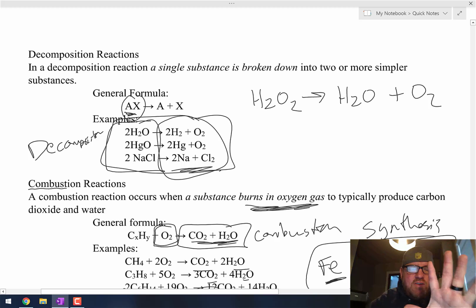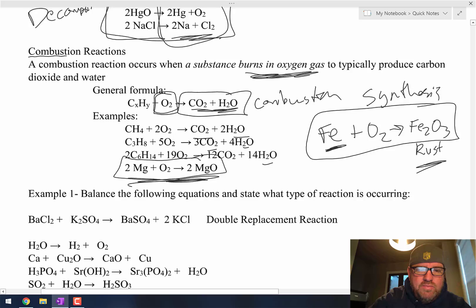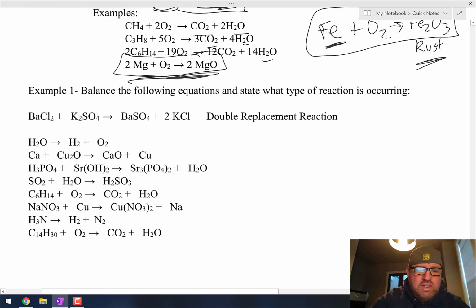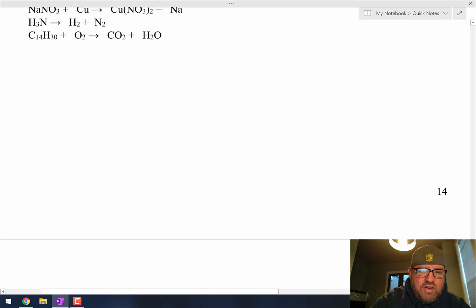All right, so let's look at some examples of these. So again, we've got 5 of them. We've got synthesis. I kind of put them in 3 categories: synthesis and decomposition, and then combustion's kind of all by itself, and then we have, of course, single replacement and double replacement. So synthesis and decomposition kind of go together. Combustion's kind of all by itself, and then single and double replacement. So let's look at a few of these examples that we have here.